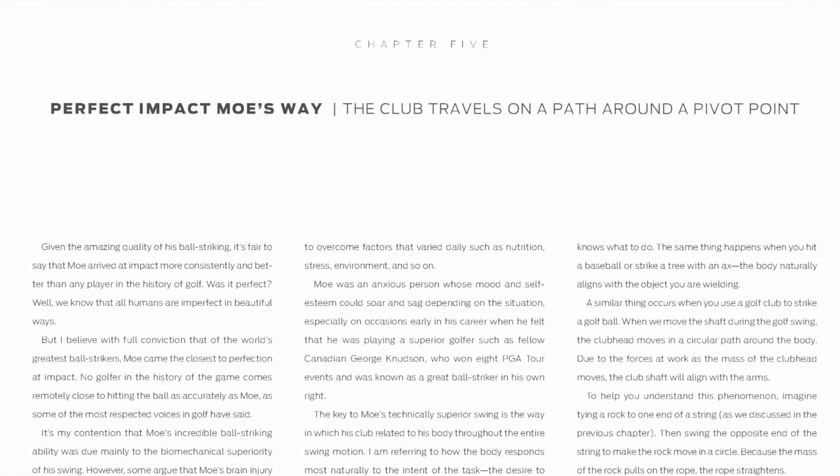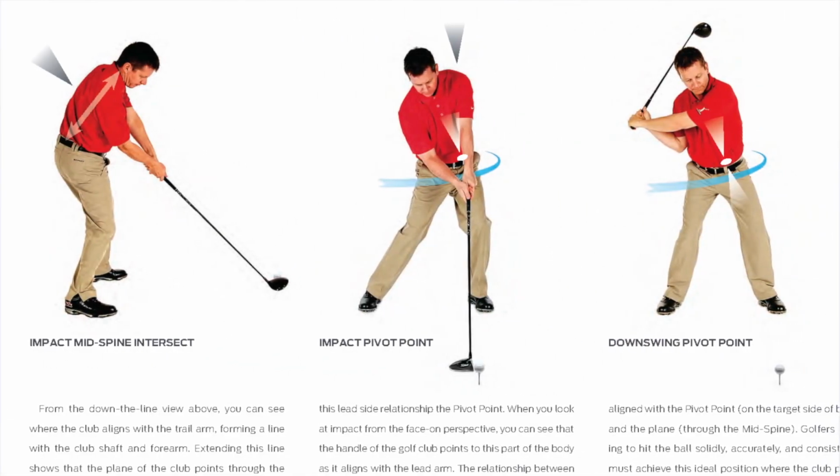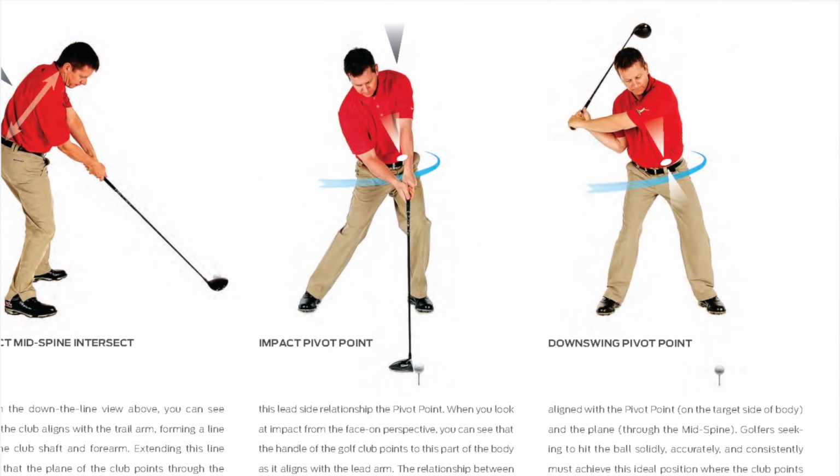So chapter 5, what we discuss in chapter 5 is the discovery of what I call the pivot point. Now, here's what I see, and I want to talk to you about where this comes from and why it's so important to understand the pivot point because of this.